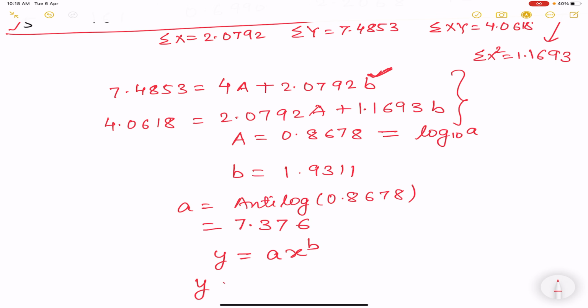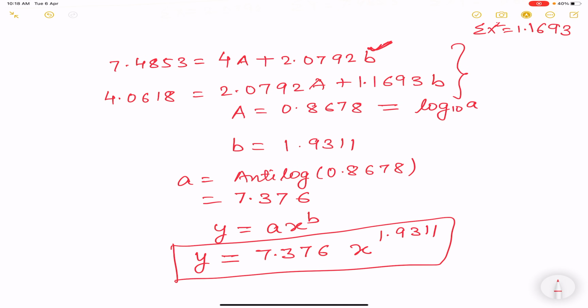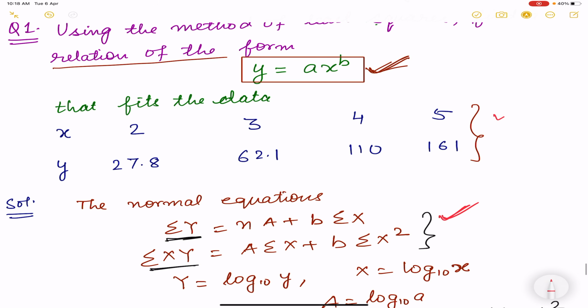Now put all the values in the curve ax to the power b. So on putting the values we'll get 7.376 as a, x to the power b, where the value of b is 1.9311. So this is the curve of type y is equal to ax to the power b, which we fitted for the given data, the data given in the question.